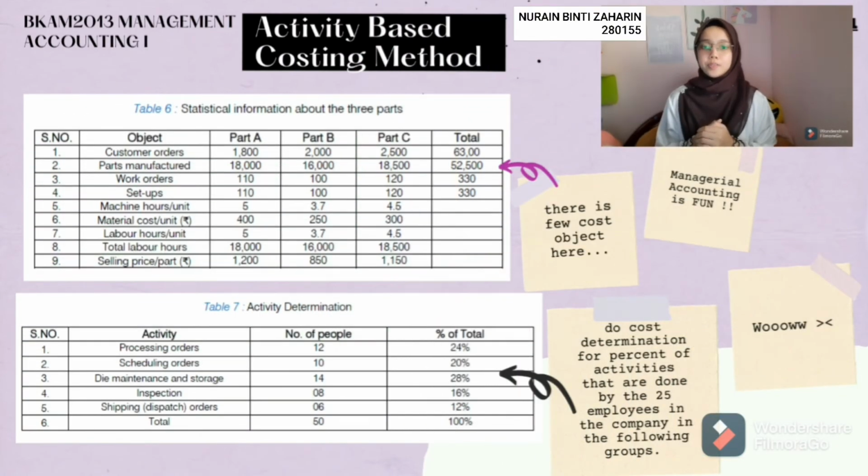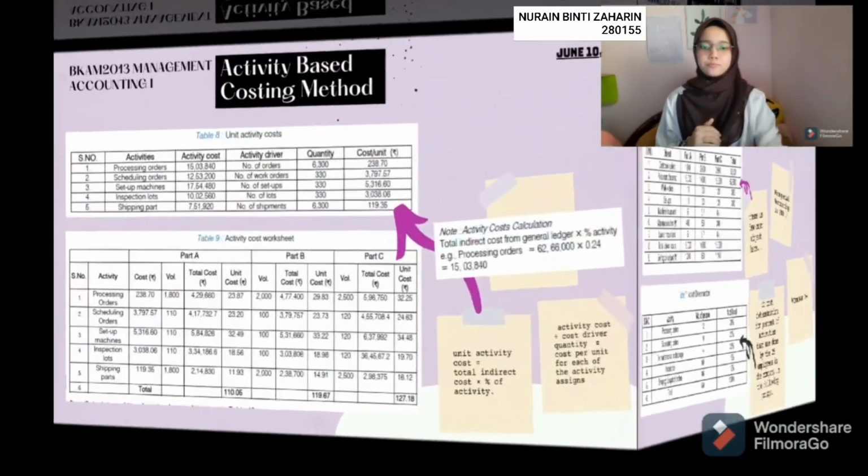As we look here, there are a few cost objects like customer orders, parts manufactured, work orders, setups, and a few more. For the next step, we are doing cost determination. The activities are done by the 25 employees in the company in the following groups. Activities that we get here, like processing orders, include 12 employees at 24% of total employees, scheduling orders include 10 employees at 20% of total employees, and a few more.